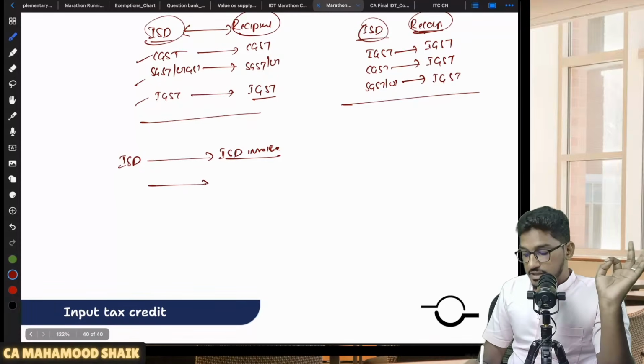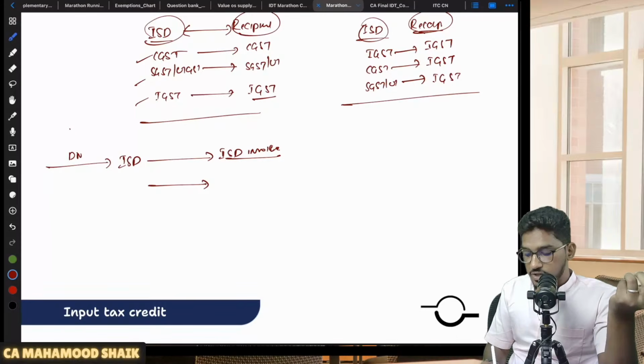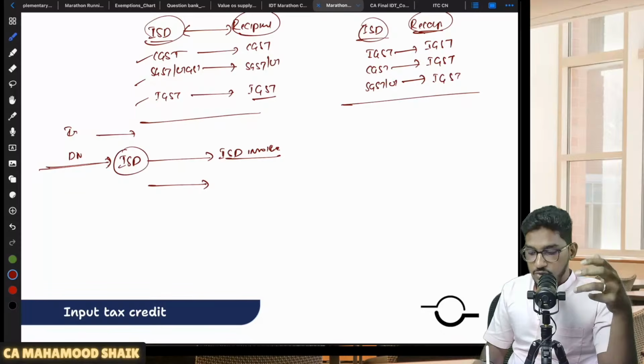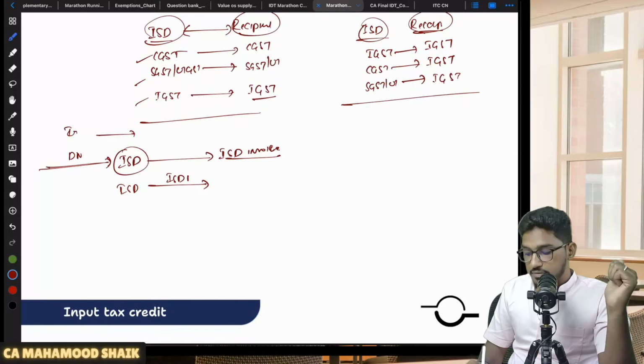Then in case they want to increase the amount of ITC, in case they want to distribute more ITC, let us say ISD got a debit note. They initially got an invoice that they have distributed. Now they have got a debit note in the head office. Now ITC regarding this debit note is also required to be distributed. Now what they will do? They will give an ISD debit note. And that also they will try to apportion.